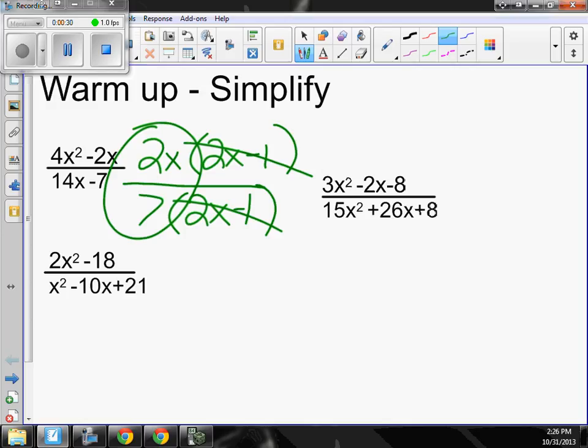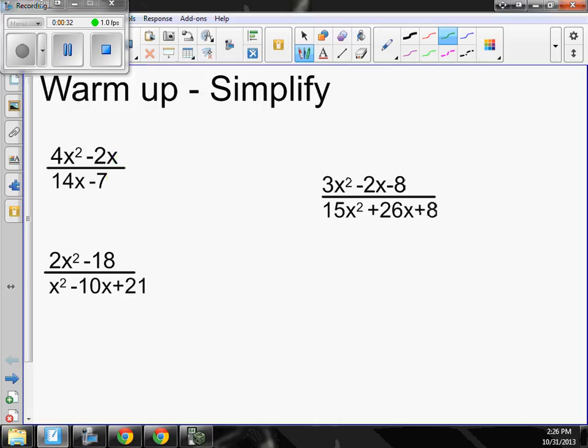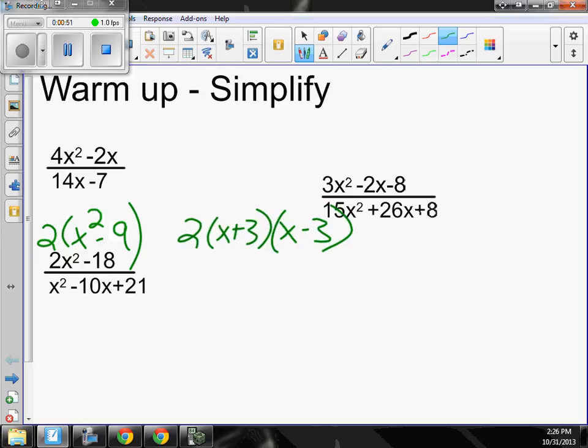All right? So for this one, I'm going to pull out a 2, and I get x squared minus 9. And what do you notice? You can split the x squared minus 9 as a difference of squares. So we have 2 times x plus 3 and x minus 3. And then the bottom one factors into two binomial factors: x minus 3 and x plus 7.